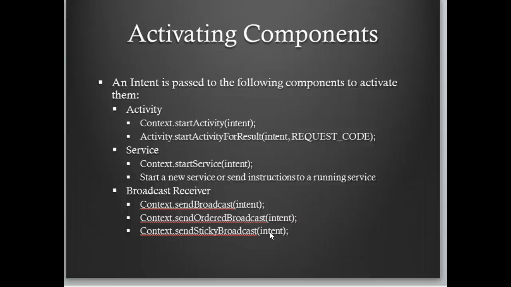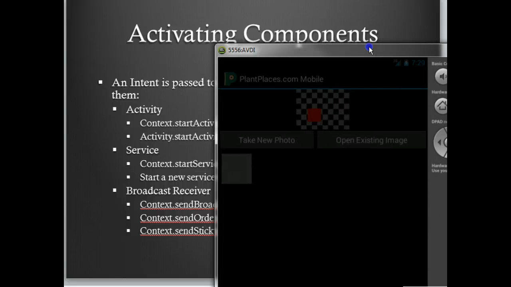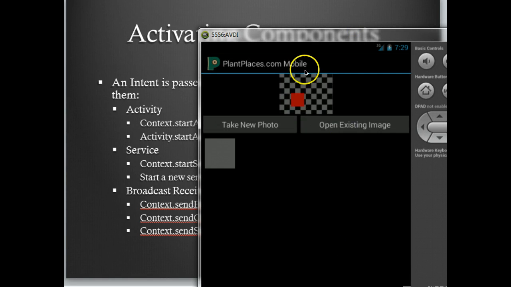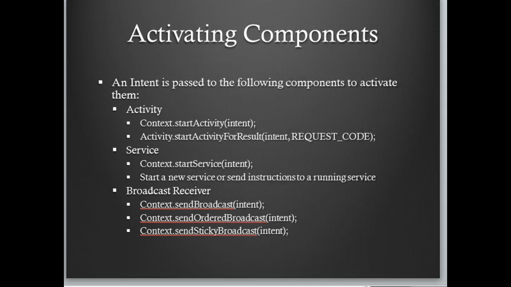So that's going to start us off. In our next video, we're going to see how we can use an implicit intent to invoke the camera in our mock-up Plant Places mobile app that we're deploying this term. We're also going to invoke a gallery view, and then in a future video, we're going to set up the Plant Places mobile search by color to receive intents. So it's going to be a lot of fun.